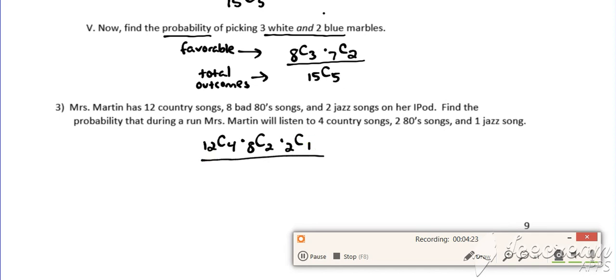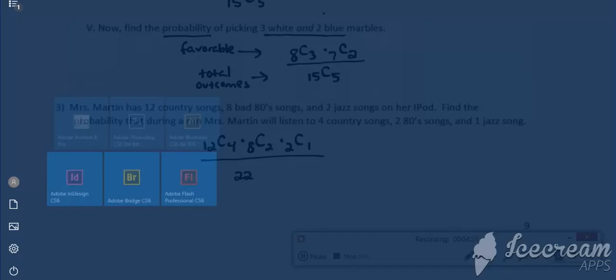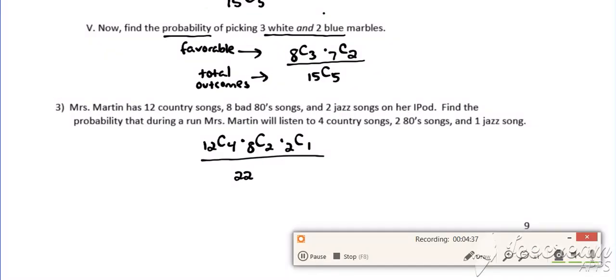So this is the favorable outcomes, and total outcomes is 12 plus 8 is 20, plus 2 is 22. So we have 22 total outcomes, and we're choosing a total of 4 plus 2 plus 1, so 7 total songs. So this would be the probability of listening to these specific songs out of the total. And that's that for that page.